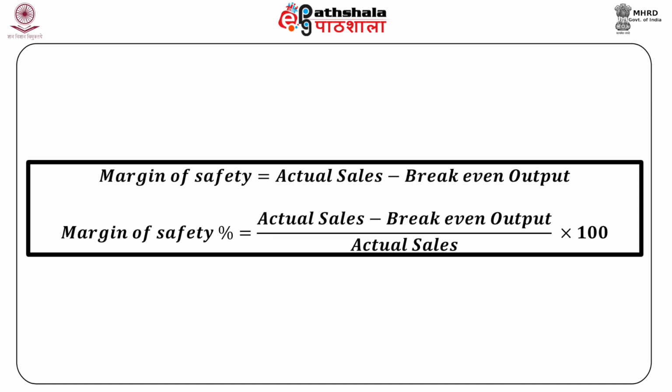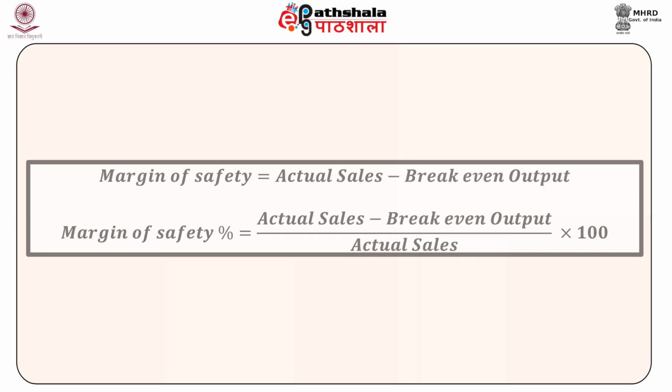There is a concept called margin of safety, which is defined as the difference between the actual sale and break-even output. Margin of safety is equal to actual sales minus break-even output, or margin of safety percentage is equal to actual sales minus break-even output divided by actual sales into 100.